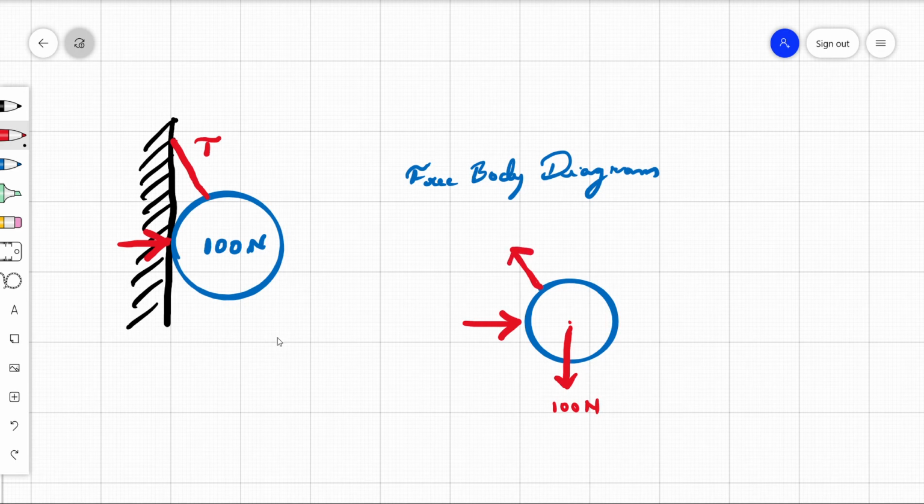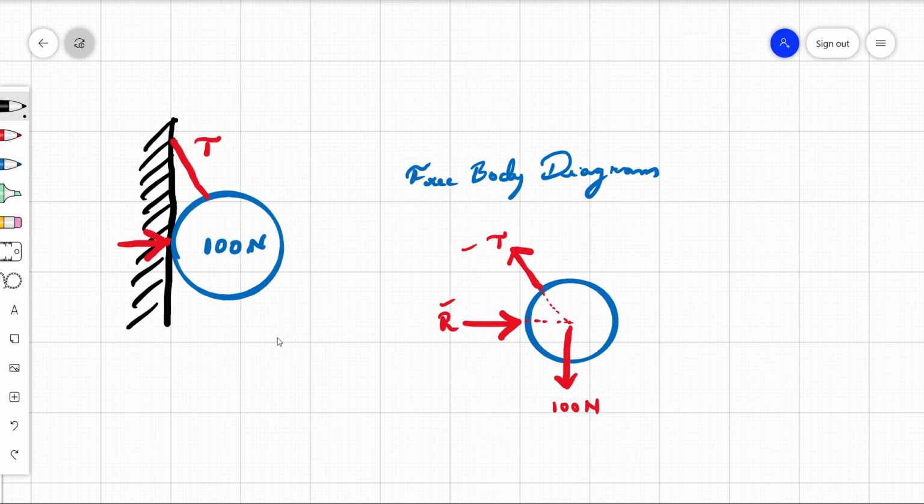Remember, all the lines of action will meet at a point, because we are studying concurrent force systems. This I call R, and this I call T. Now I have to find the value of R and the value of T with the help of Lami's theorem. So let us start with this.